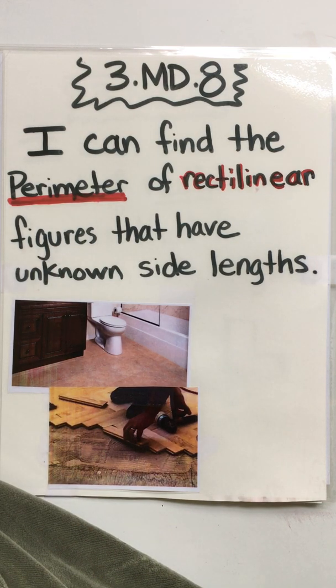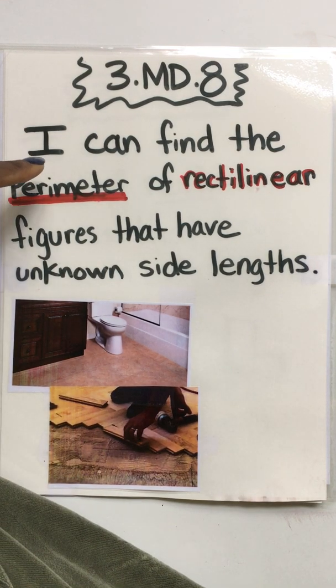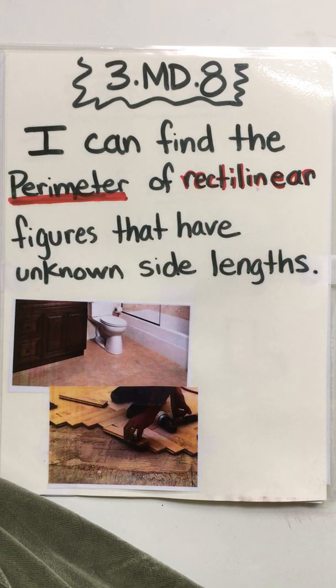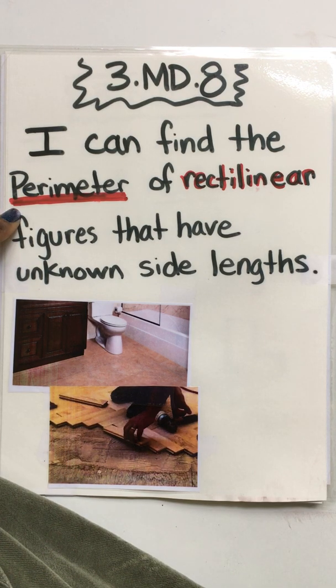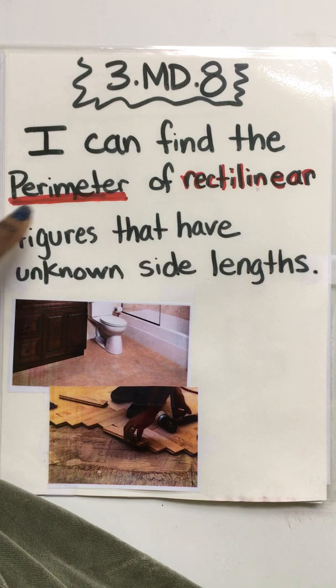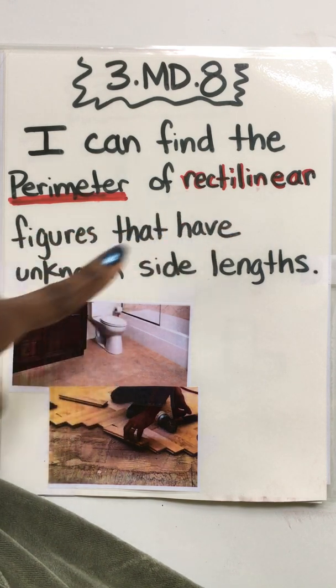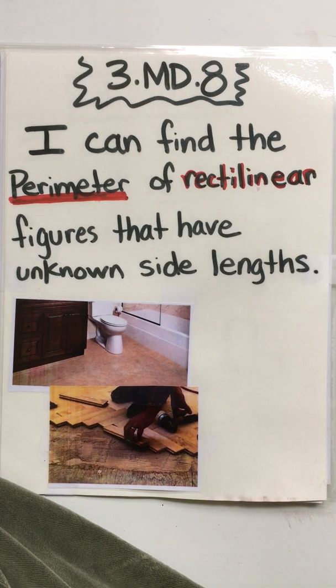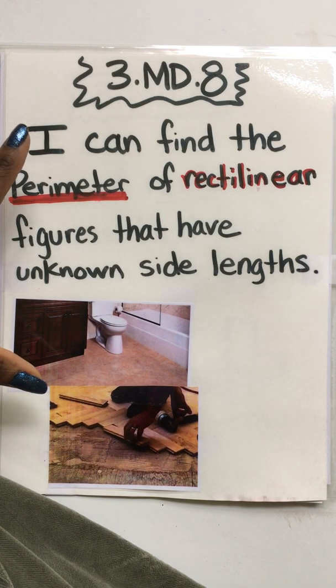Hi, boys and girls. So today, we're going to find the perimeter of rectilinear figures that have unknown side lengths. As you know, when you find the perimeter, you add all the side measurements together. But what is rectilinear? A rectilinear figure is a plane figure or a shape whose sides meet at right angles.